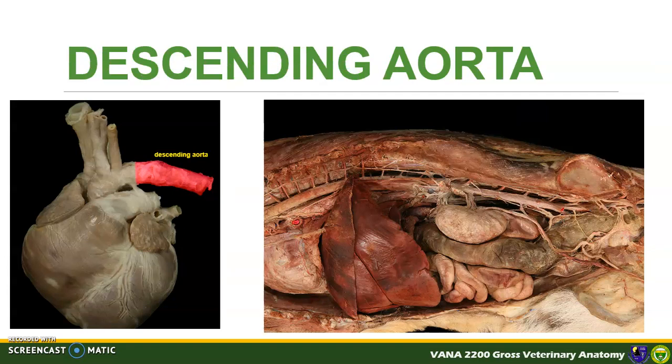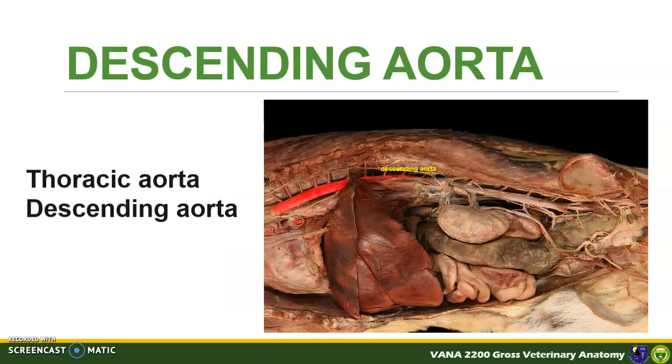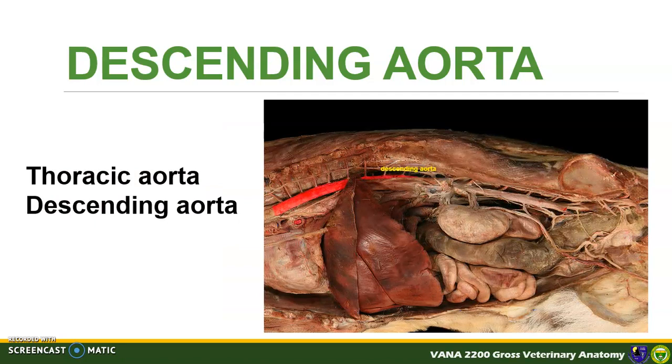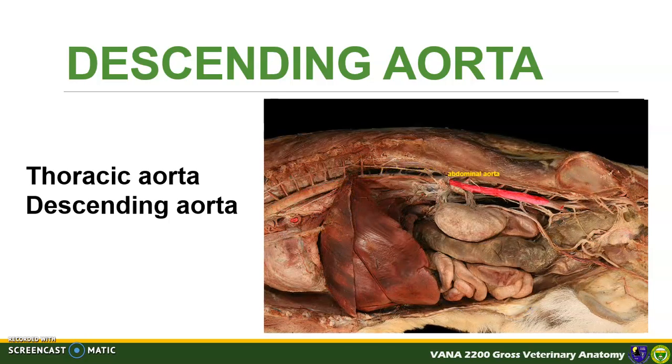Finally, we have the descending aorta. This is the part of the aorta caudal to the aortic arch. It can be divided into a thoracic aorta and abdominal aorta by the diaphragm. Here you can see the continuation of the descending aorta at the thoracic region. The thoracic aorta is the division in the thoracic cavity. It supplies the thoracic wall via the dorsal intercostal arteries. After the diaphragm, it will become the abdominal aorta. Here is the abdominal aorta supplying the organs of the abdomen.